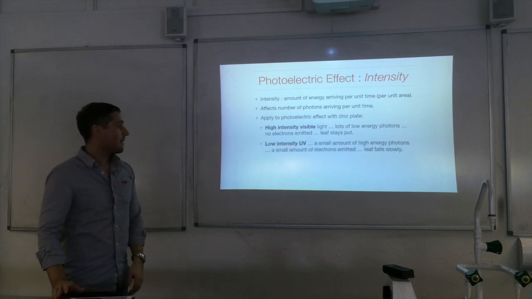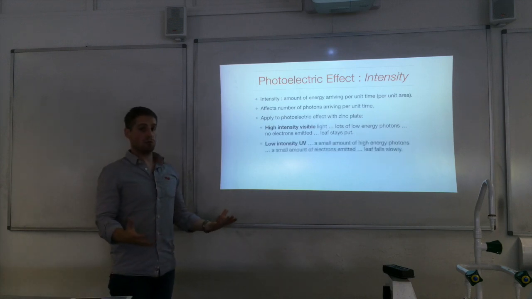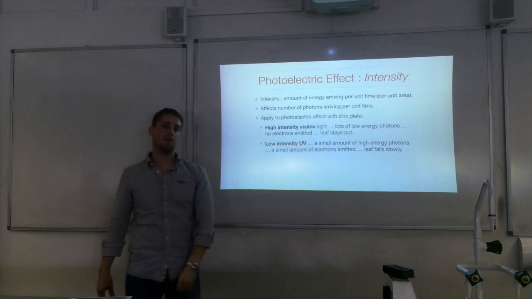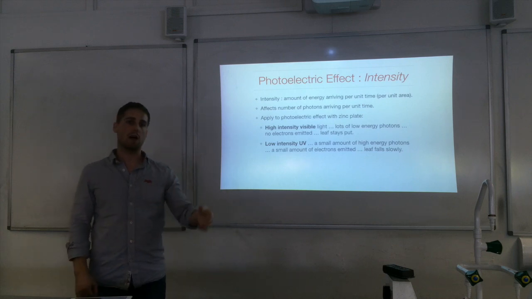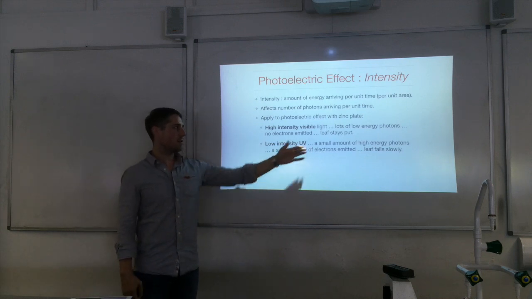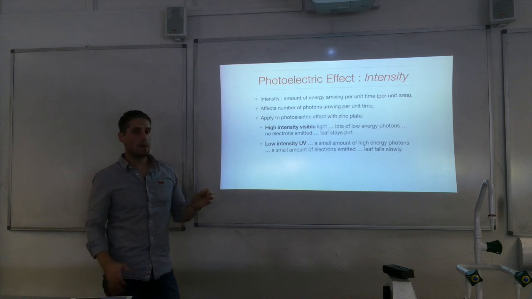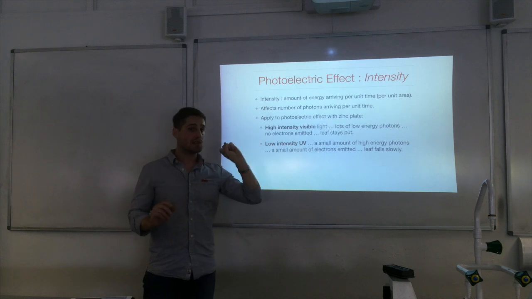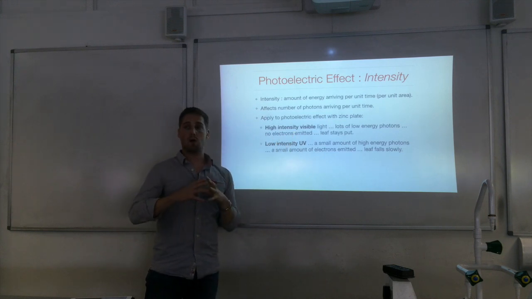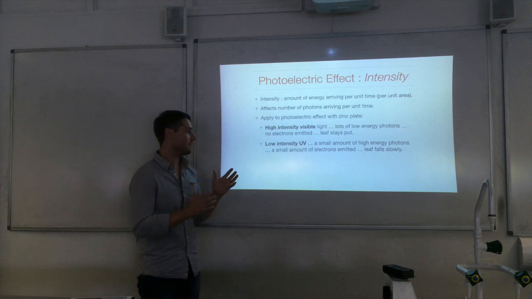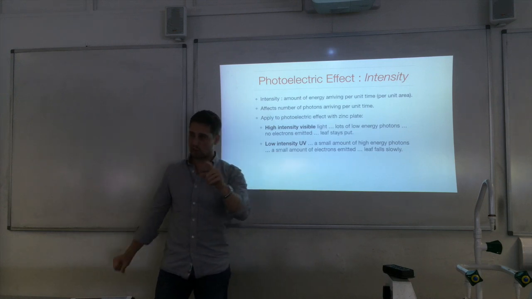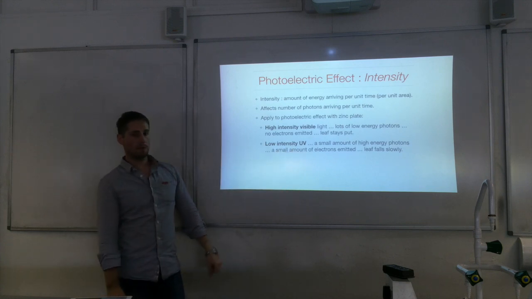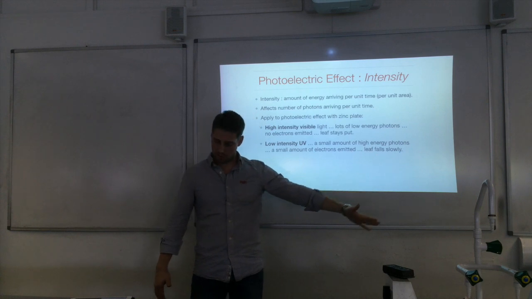Now let's have some low intensity ultraviolet light. We've got a small amount of high energy photons. Now when I say small amount, it's still billions of photons, but compared to this, it's a small amount. So the total amount of energy is small because it's low intensity. But these UV photons are higher energy, so we require fewer of them to make up that total amount of energy. That's going to mean, because the UV photons can release electrons, a small amount of electrons will be emitted. So the leaf will fall, but it will fall slowly.